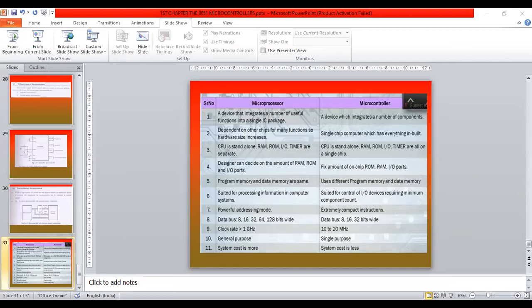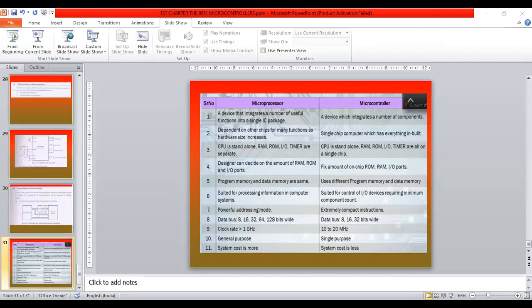But in case of microprocessor, not all the things are on the same device, not in a single chip, but in microcontroller we get all the things on a single chip, and that is inbuilt. Extra things are not to be added. But in case of microprocessor, we have to add the extra RAM, ROM, input output, timer separately. But in case of microcontroller, CPU, RAM, ROM, input output, timer, these all are on the single chip. Then in a microprocessor the designer can decide on the amount of RAM, ROM, and input output ports, but in case of microcontroller, we have fixed amount of on-chip ROM, RAM, input output ports.